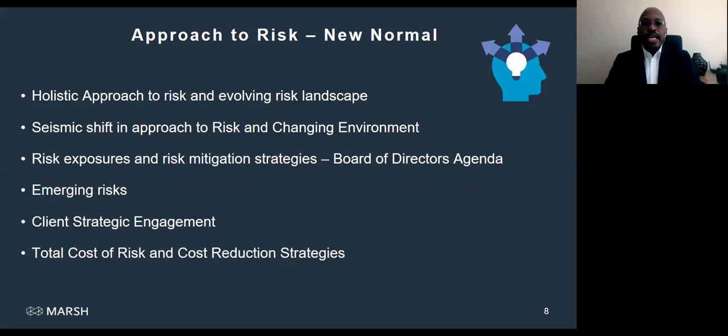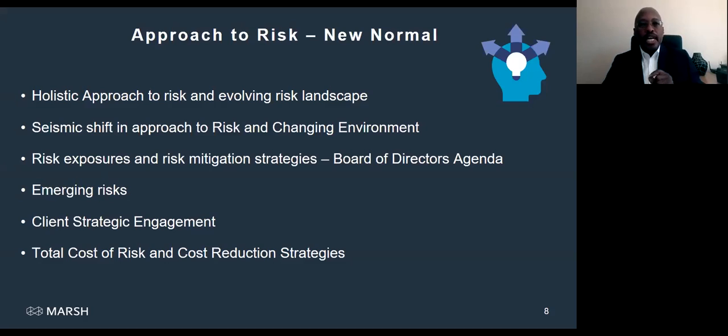There has been a seismic shift in approach to risk and insurance. Clients are adopting a holistic approach to risk and insurance at a more senior level than before. This is driven in recent times by COVID-19. Marsh welcomes this shift in approach and thinking. We are ready to contribute and add value to client engagement.